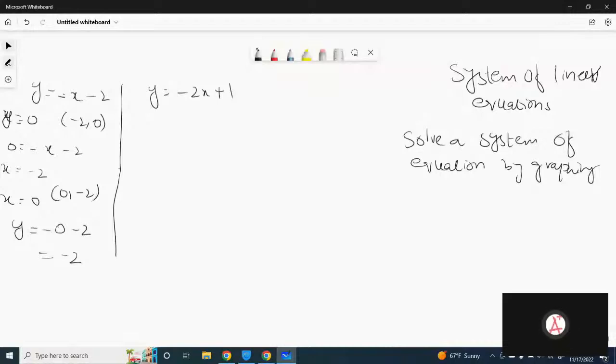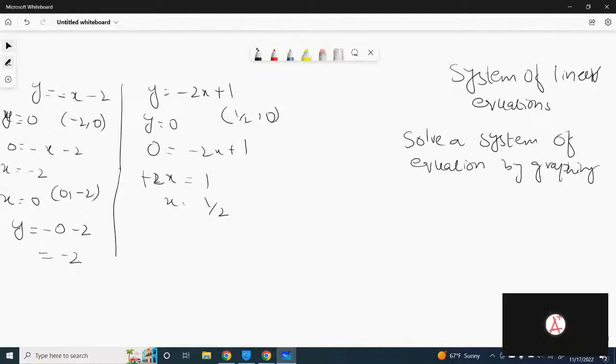Let's find the same points for the second equation. For the x-intercept, you have to put y equals 0. It would be 0 equals negative 2x plus 1. Move the negative 2x to the other side, and it becomes positive 2x equals 1. So x equals 1 over 2, that is 0.5 and 0.